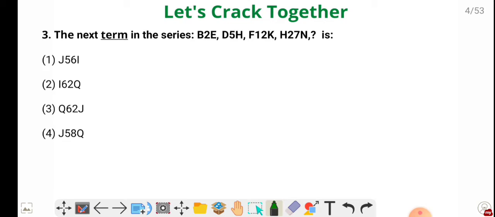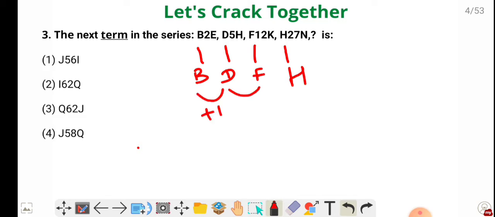Next question, the next term in this series. This is also very simple. In this type of alphabetical series, we just have to identify the pattern between the first letters. These are the first letters. What is the difference between these first letters? B, D, F, H. Now B, C, D means plus 1, D, E, F, F, G, H. According to this, what will be the next? H, I, J.